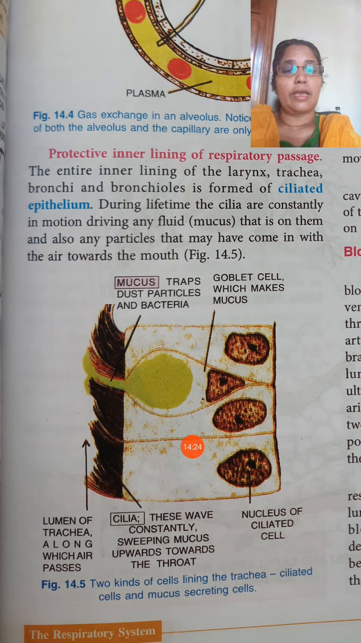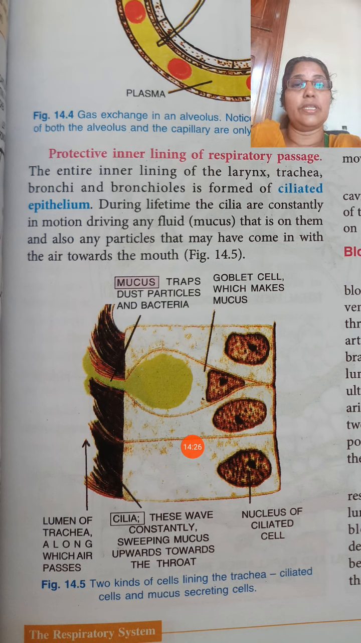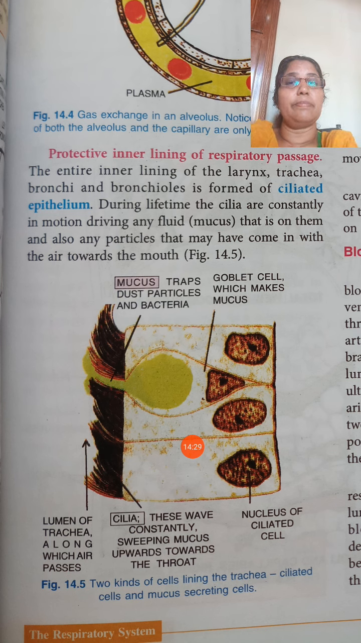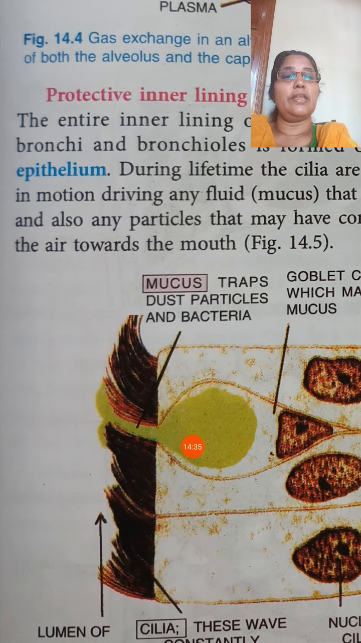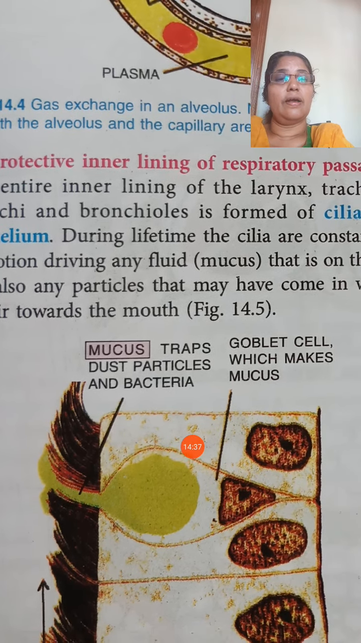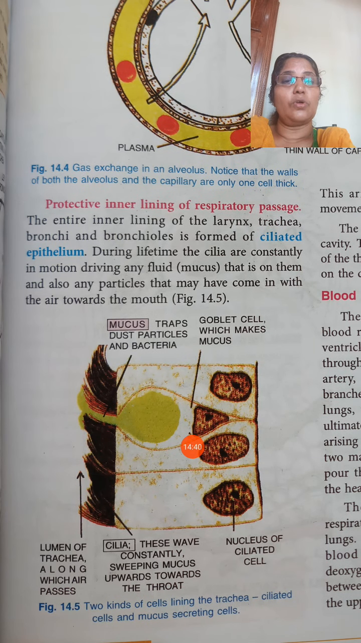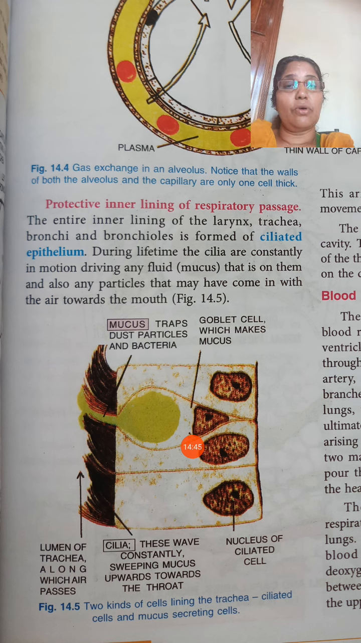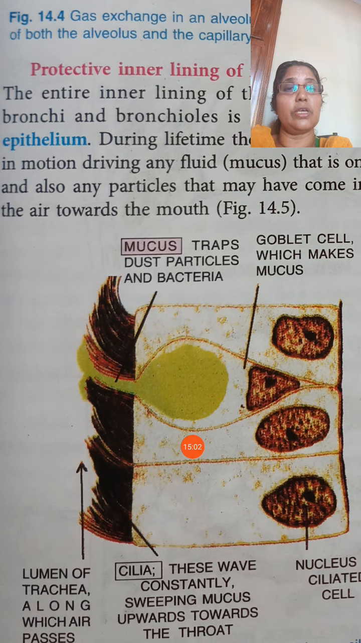In the human life, in a living body, the ciliated epithelium is always moving, driving any fluid or mucus that is on them, and also the particles that may have come in with the air, towards the mouth region, to the throat region. You can see in the picture goblet cells which make the mucus. Certain cells are producing mucus.